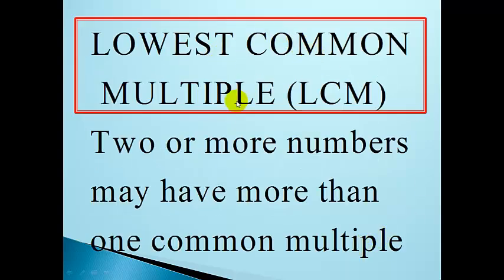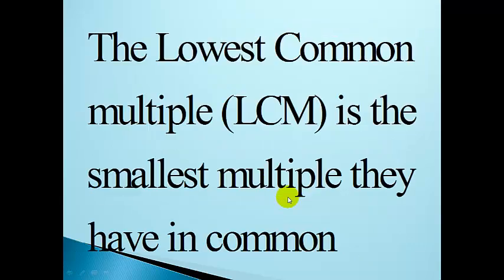Lowest common multiple, LCM. Two or more numbers may have more than one common multiple. So the lowest common multiple, that's the LCM, is the smallest multiple they have in common.